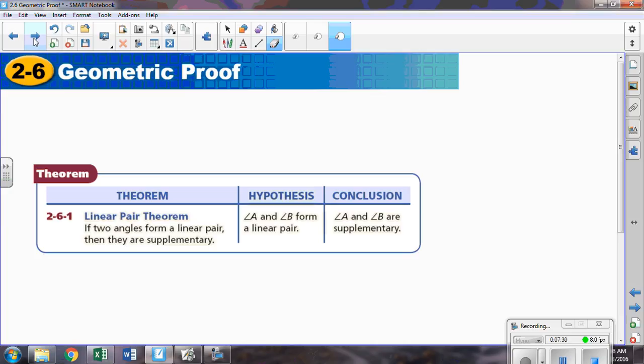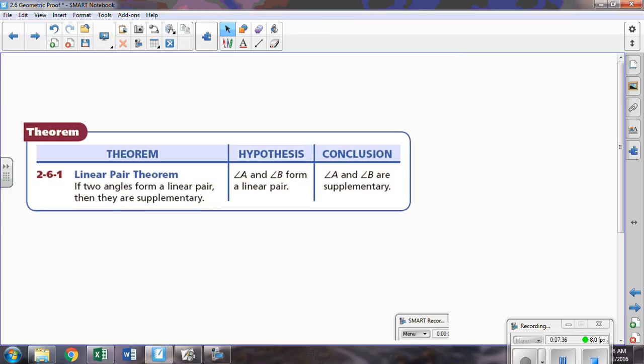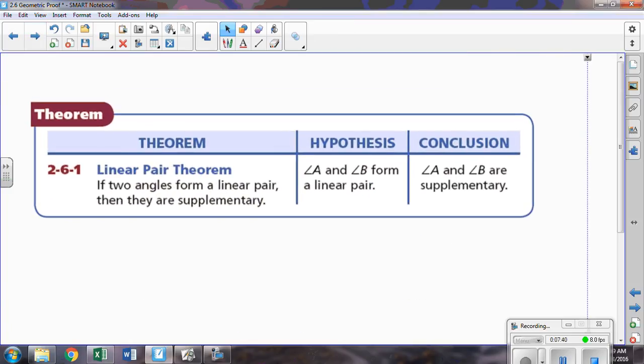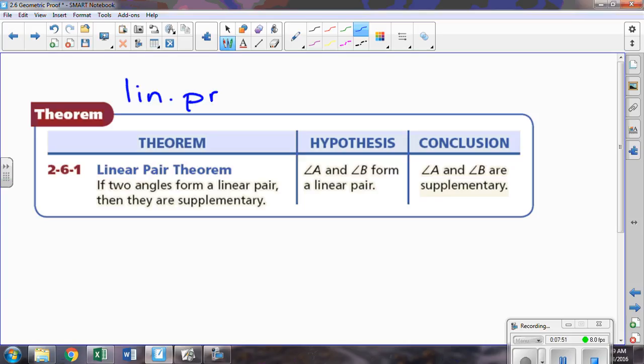For instance, our first theorem that we're going to prove is called the linear pair theorem. And I'll blow this up for you just so that you can see it a little bit better. But what we'd like to observe with that symbolic notation, if you have 2 angles that form a linear pair, then that will force the 2 angles to be supplementary.